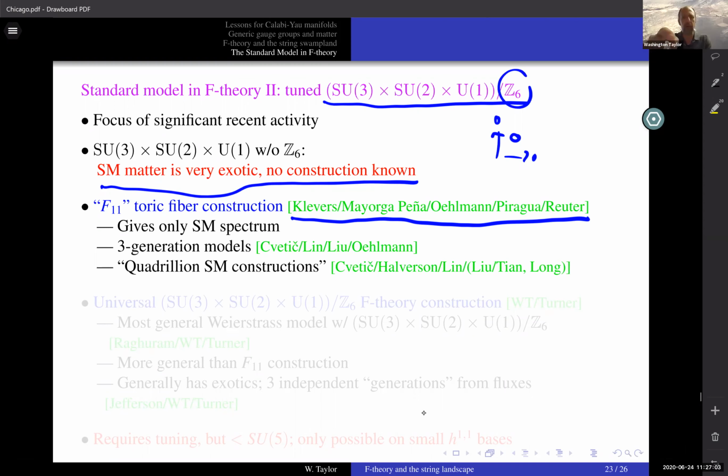And then some further work, Lin and Svetič and Grimm and collaborators showed that there's actually a Z6 in that particular SU3 cross SU2 cross U1. And so in recent years, various folks have been looking at 3-generation models, and there's this paper of the quadrillion standard model constructions, where they use this fiber construction to construct a very large number of standard model-like 3-generation constructions.